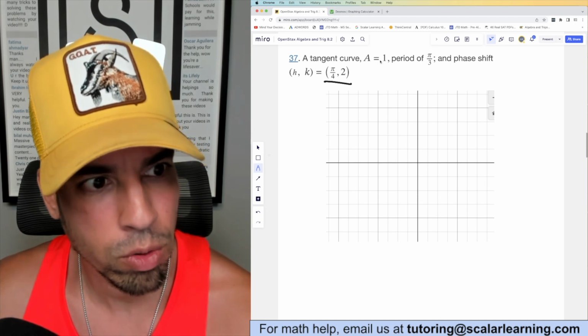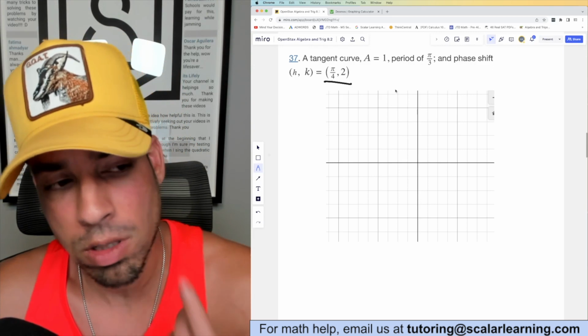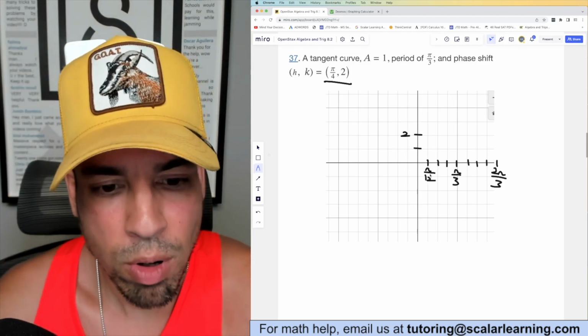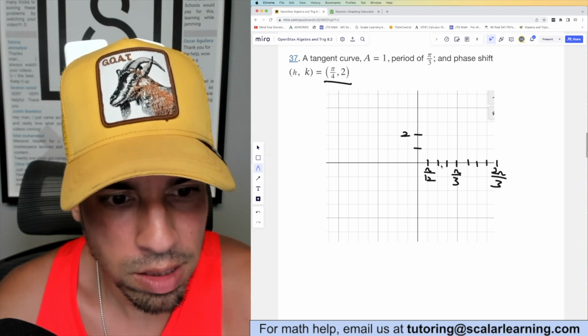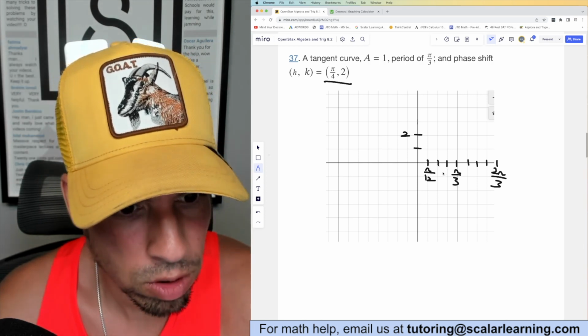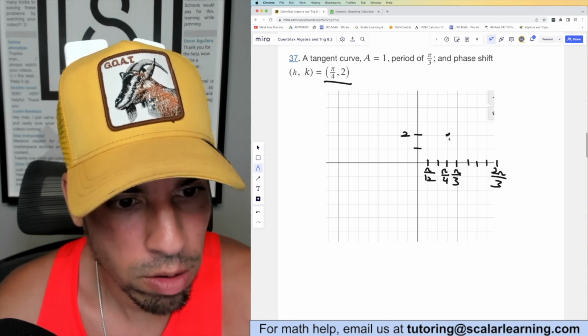So for this one, we are meant to graph this tangent curve where we have the center at (pi/4, 2), and we basically have no stretching factor, just 1, and then a period of pi/3. So let's see how we can put this together. So we've broken it up into pi/12ths, okay? And the reason why is because 2 pi/12 is pi/6, 3 pi/12 is pi/4, okay? So this value right here is pi/4, and that gives us our center right here at (pi/4, 2).